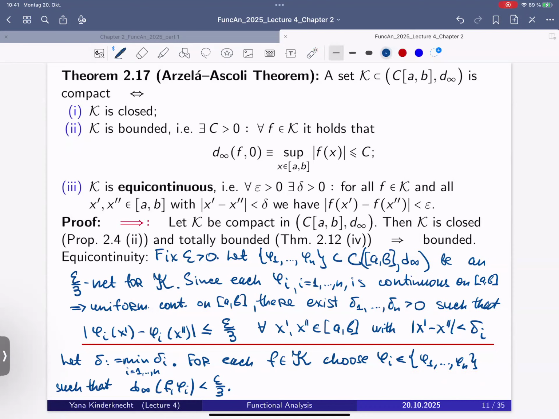Then we have, for all x prime, x2 prime from this interval. I will wait a few seconds and then go to the next slide because here I have no place anymore. But I hope that you have your own copy of these notes so you can just continue writing.